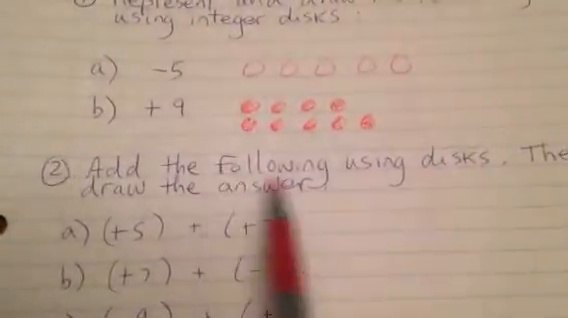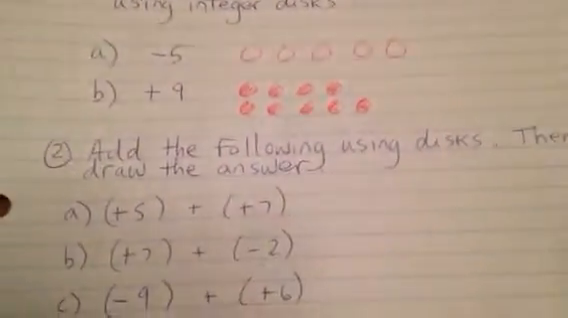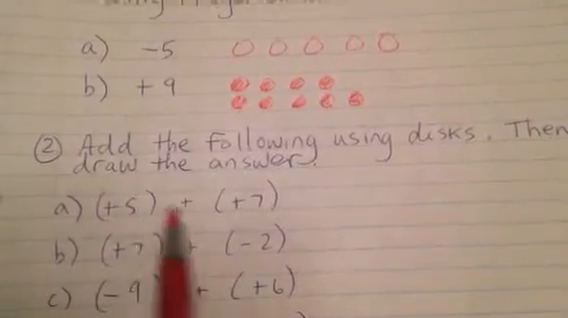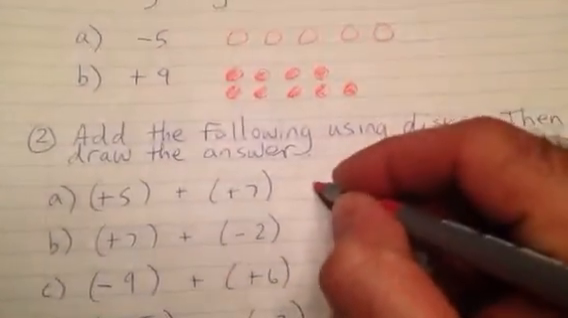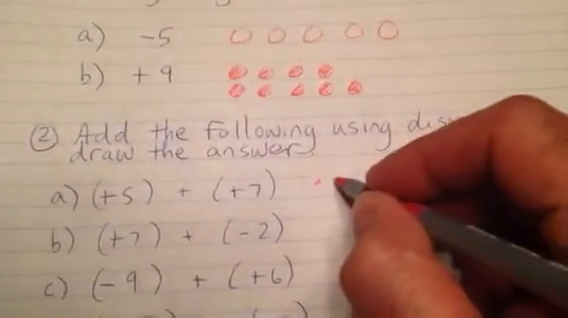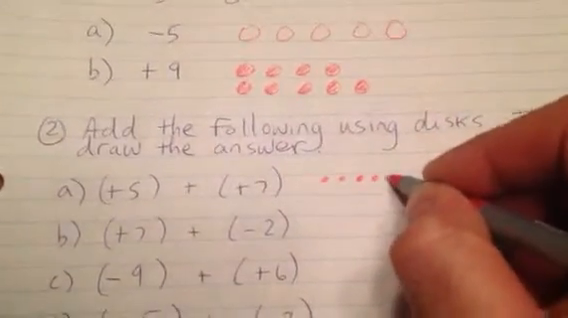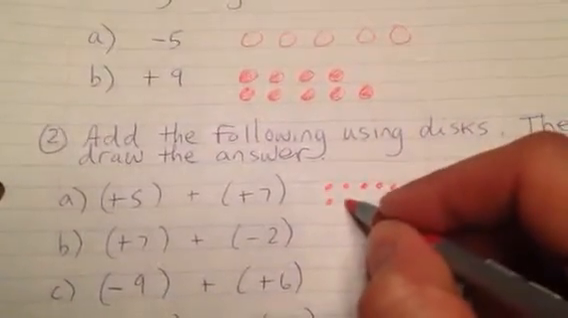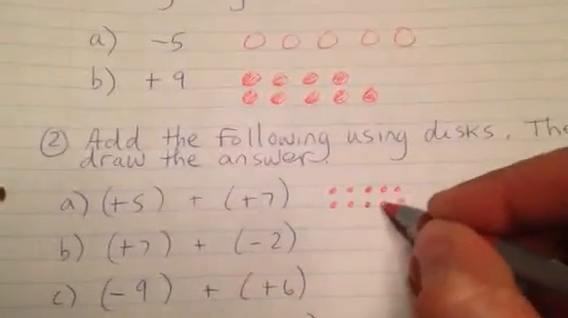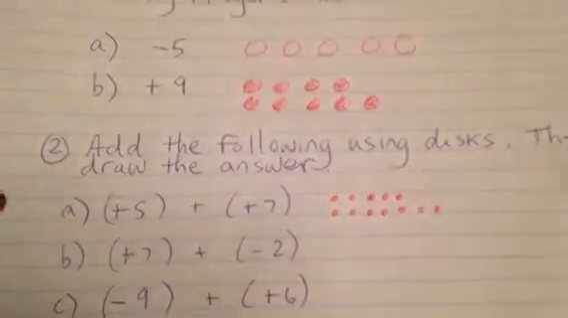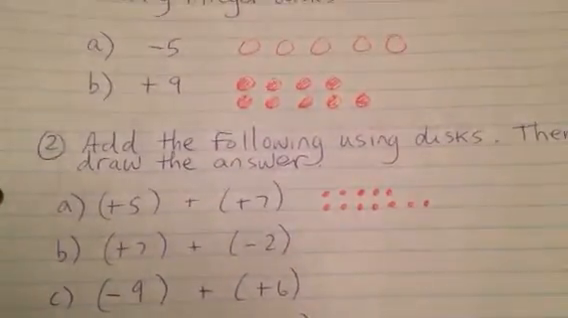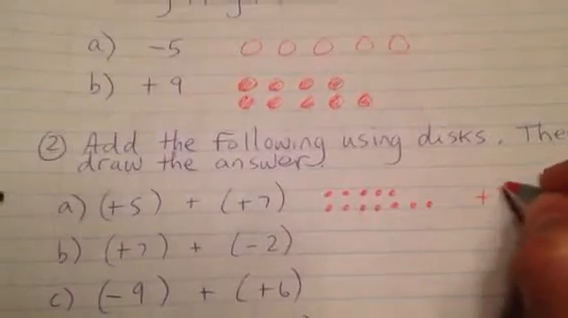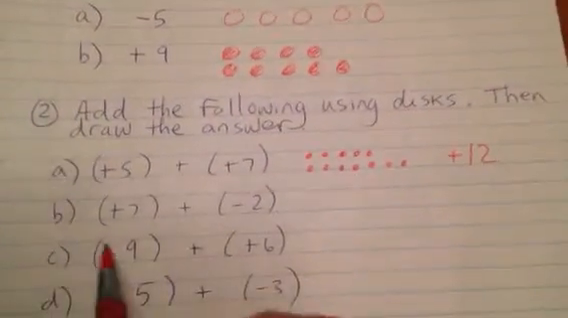All right, now we're going to start adding them, and we have to draw the answer, even though it says use the disc, then draw. We're just going to draw them, okay? So we're going to add +5 to +7. So I'm going to just shrink these a little bit. So here's 5, and we're adding it to 7. So when we had 5 and 7, we can see that we have 12. So the answer is +12, okay?